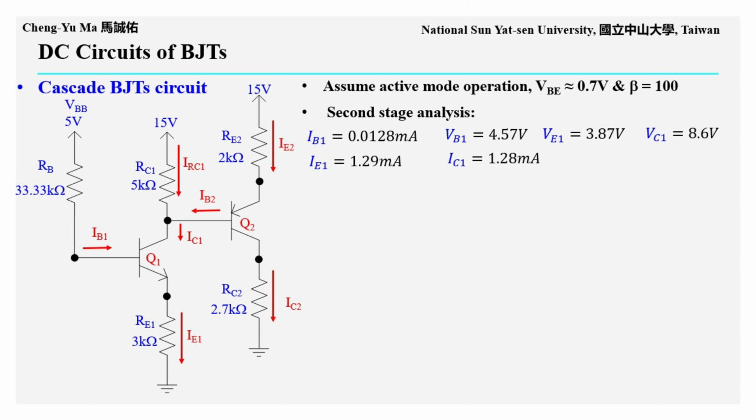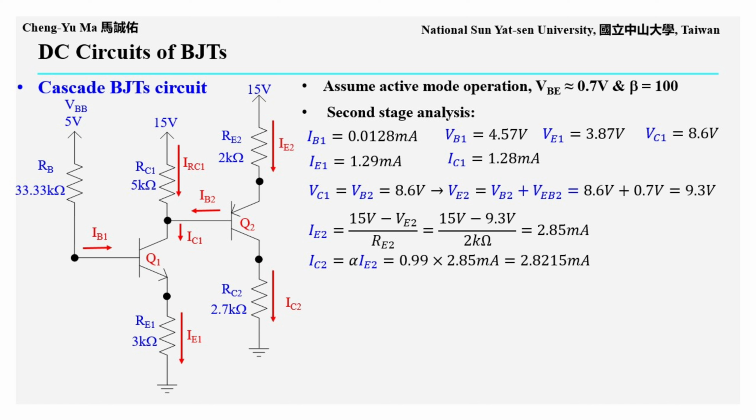After analyzing the first stage Q1 circuit, we have the three terminal voltages and currents of the NPN BJT. IB1 is 0.0128 milliamps, VB1 is 4.57 volts, VE1 is 3.87 volts, VC1 is 8.6 volts, IE1 is 1.29 milliamps, and IC1 is 1.28 milliamps. During this calculation, we assumed that IB2 is much smaller than IC1. In the cascaded circuit, the collector voltage of Q1 is shorted to the base voltage of Q2. Therefore, VC1 equals VB2, which is 8.6 volts. Since Q2 is a PNP BJT, its emitter voltage is VE2 equals VB2 plus VEB2. Therefore, VE2 equals 8.6 volts plus 0.7 volts, or 9.3 volts.